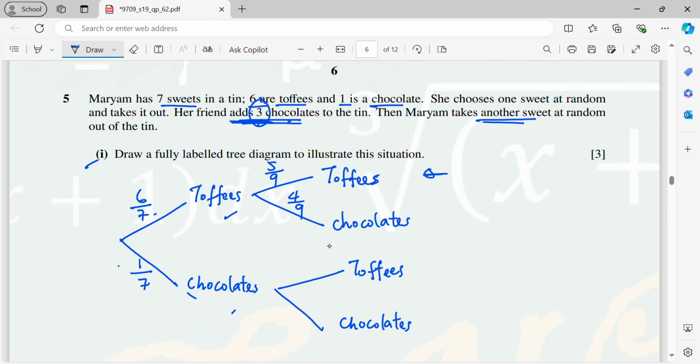After that, she took 1 chocolate. That means now there is no chocolate left. Okay. So toffees will be 6, then over 9 because her friend adds another 3. Right? So that means now here, for the chocolates, it will be 3 over 9 because she has taken 1 chocolate out, then her friend adds 3 chocolates. Therefore, it's 3 over 9. So that will be the tree diagram.